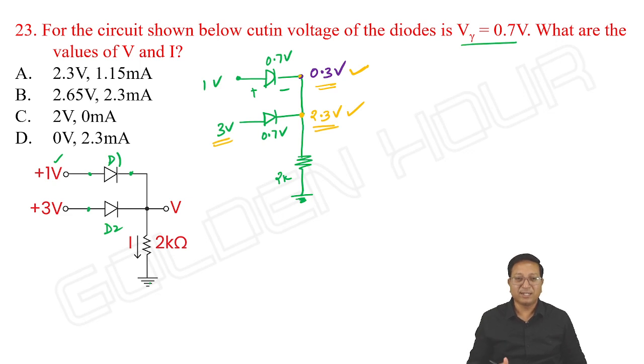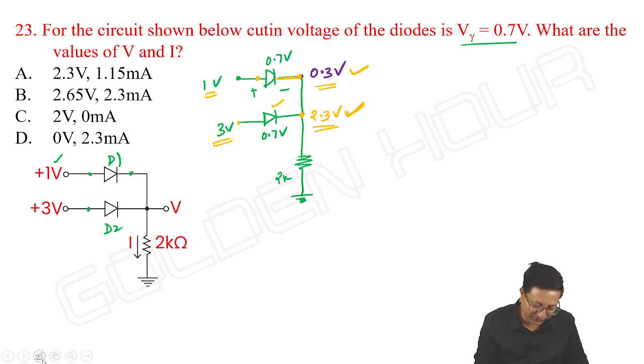Then the correct assumption is D2 is on and D1 is off. See here, if D2 is on, here it is 3 minus 0.7, it is 2.3. Then look at D1, its cathode is at 2.3 volts and its anode is at 1 volt. So D1 is off. The cathode of D1 is at higher potential compared to its anode, and hence D1 is off. D2 anyway remains in on state. This is the idea here.